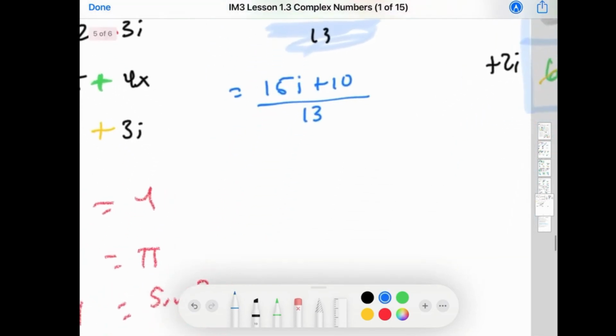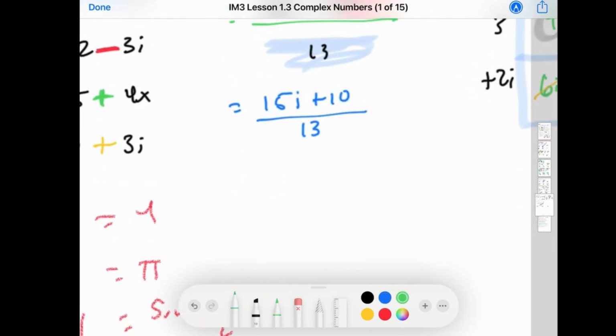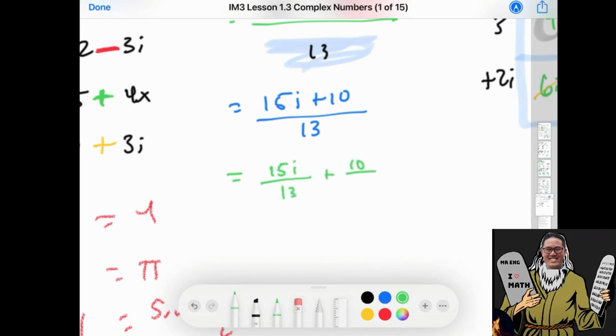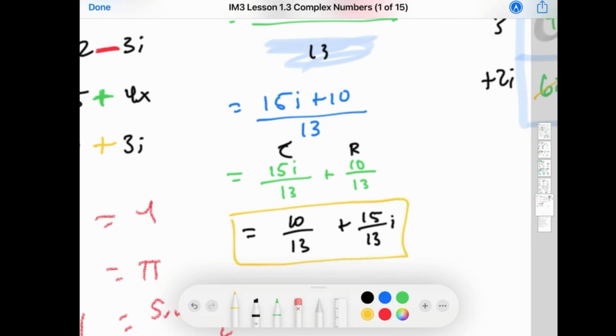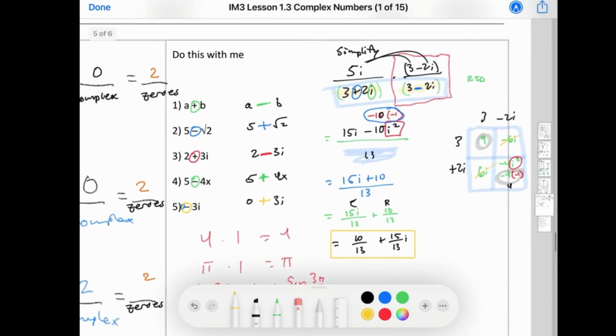Now, if you wanted to separate this, you can do a couple of things. 10 plus 15i over 13, because they have a common denominator, you can combine them, right? And why am I doing this? So that I do the real first and then the complex. So that would become no i and then the one that has an i. Make sense? And that's our answer. So to simplify that problem, you're going to look at the denominator, look at its conjugate, and then go ahead and multiply.